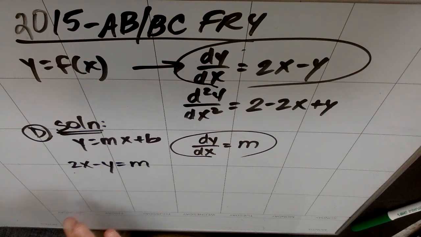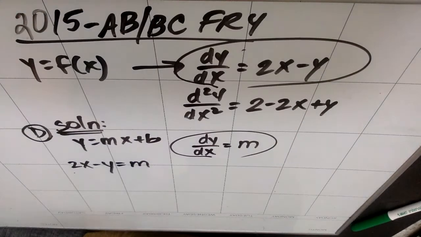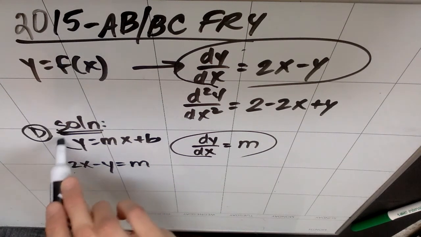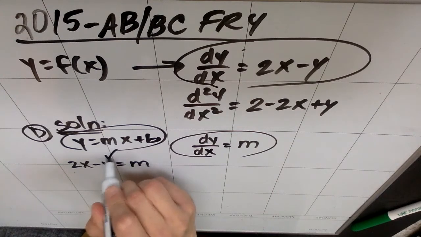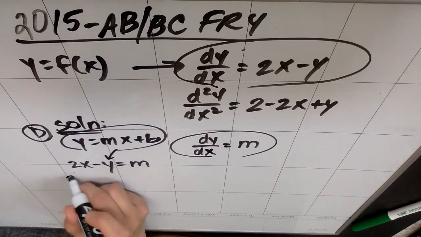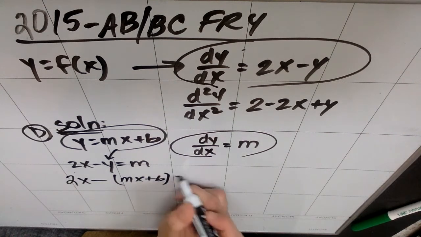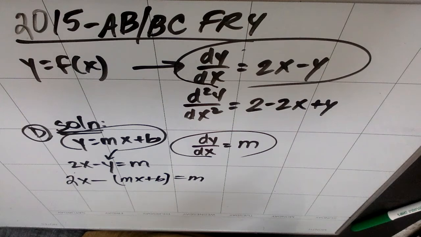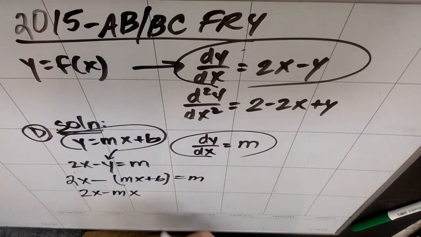Okay, so there's a couple different ways to do this, right? I'm going to make the argument that I know what y is. y is mx plus b, because they're saying that's the solution to this thing. So I could plug in mx plus b here and say 2x minus the quantity mx plus b has to be m. And there's another way to do this, and I'll walk you through that in a sec too. If you clean this up and distribute a little bit, you're going to get 2x minus mx minus b has to equal m.